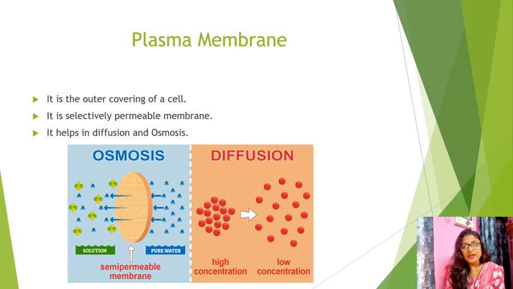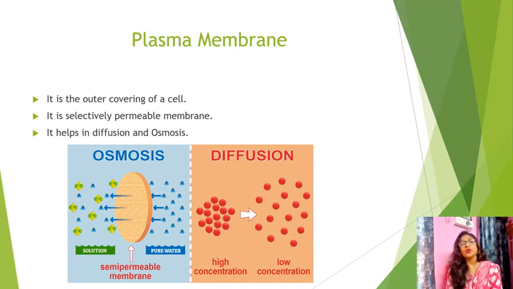What's the meaning of that? Selectively permeable means it will allow certain particles to enter inside the cell and it will reject the rest of the particles which are not important for the cell, and will not allow them to enter. So that's why we can call it selectively permeable. It will select the particles which will enter inside the cell. It helps in diffusion and osmosis.